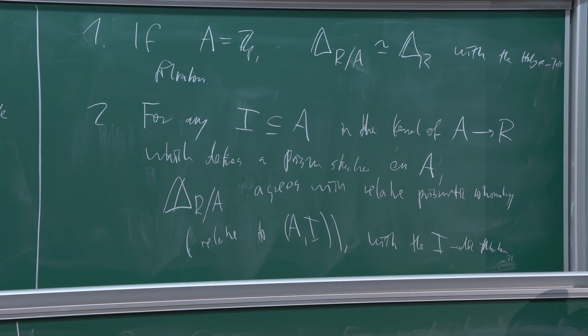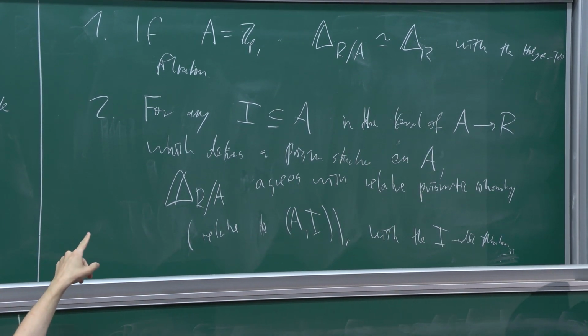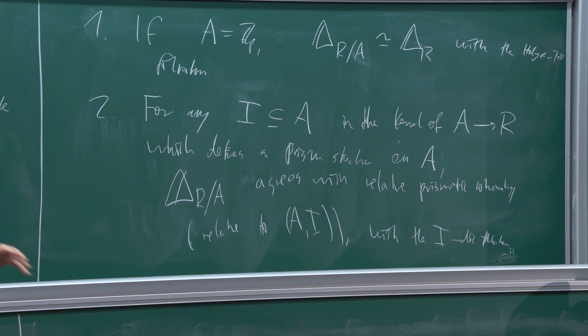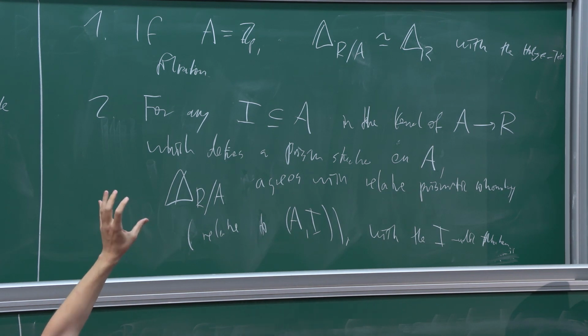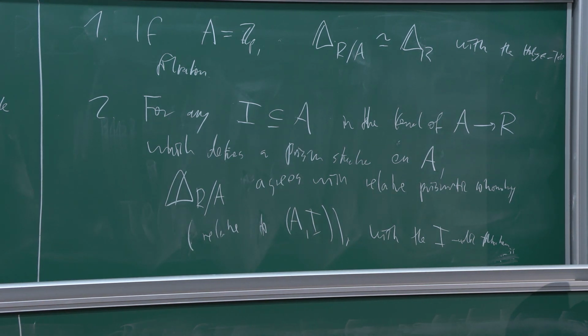We didn't ask in the delta pair that A to R has a kernel I. No, you don't have that. It doesn't need to be surjective. It doesn't need to have a prism structure in the kernel or so. It's any map from a delta ring to a ring. I'm just saying that if there is any admissible prism structure on A such that R is an A/I-algebra, then it agrees with the Bhatt–Scholze thing.